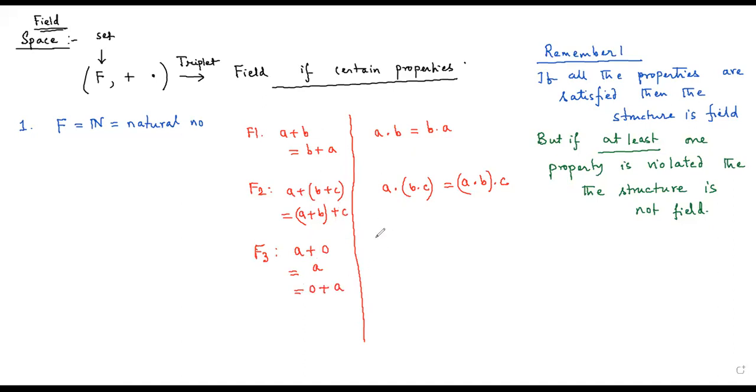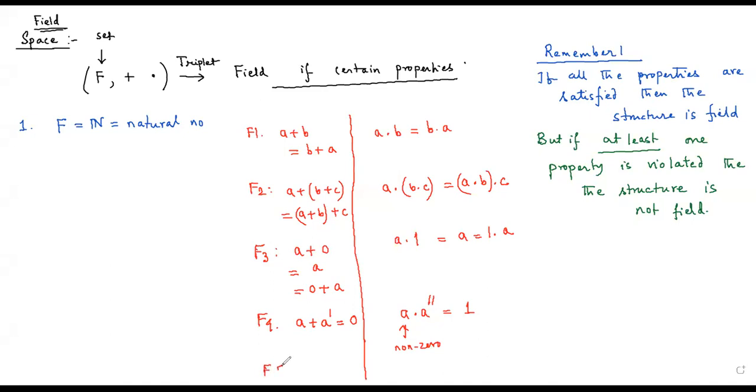Doesn't matter because it is commutative. And similarly, we need to get an element 1 so that this happens, or you can write it in the following manner. F4: for each element A, we need to get an element A prime so that their outcome is 0. For each non-zero element A, we need to get an element A double prime so that the outcome is 1. A dot A double prime is 1.